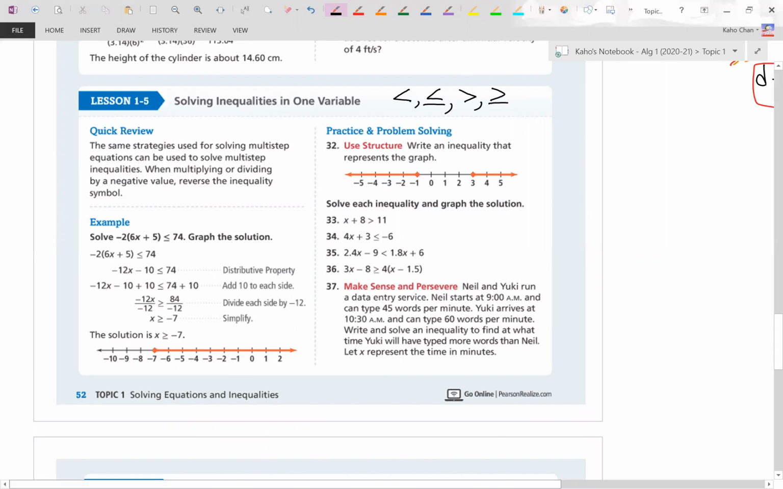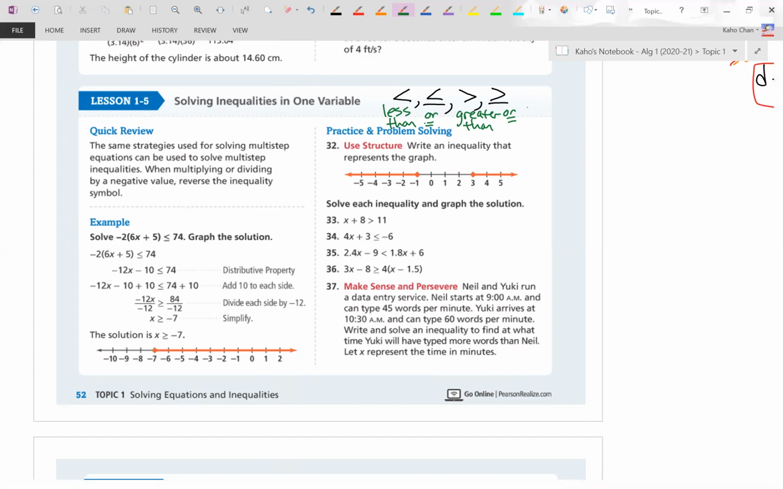Might be a great idea to list those names here. Less, greater, or equal. There you go. Less than or equal to, greater than or equal to. All right. Same strategies used for solving multi-step equations can be used to solve multi-step inequalities. When multiplying and dividing by a negative value, reverse the inequality. Oh yeah, that's a great reminder.